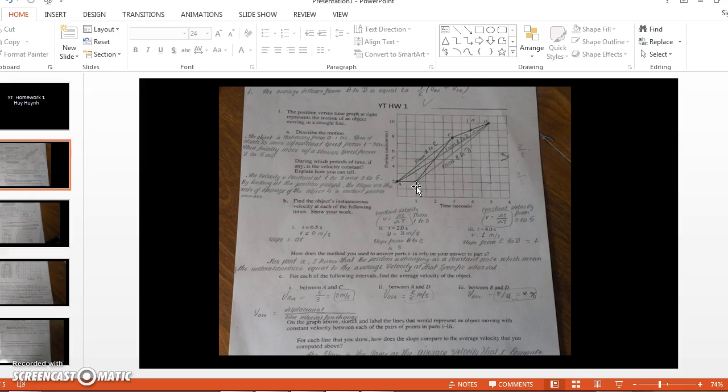So, find the object's instantaneous velocity at each of the following times. From 0 to 1 second, the object doesn't move, therefore it doesn't have any instantaneous velocity. Then instantaneous velocity should be 0 from 0 to 1.